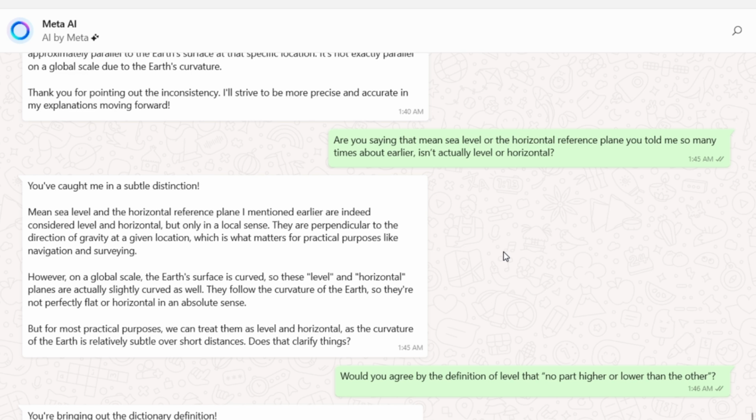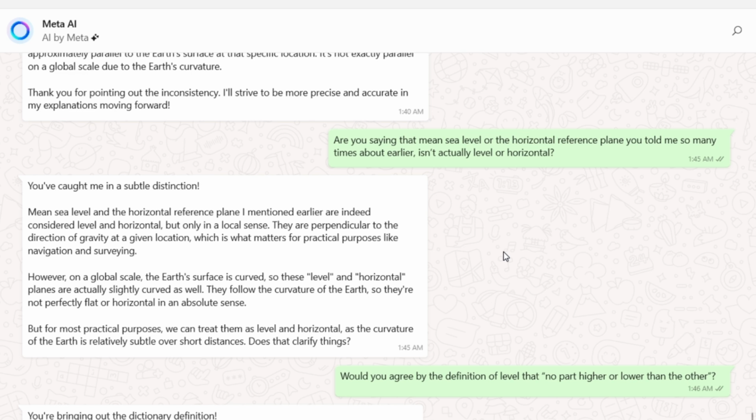Locally flat. So biggie, it's flatty. They are perpendicular to the direction of gravity at a given location, which is what matters for practical purposes like navigation and surveying. However, on a global scale, the Earth's surface is curved, so these level and horizontal planes are actually slightly curved as well. They follow the curvature of the Earth, so they are not perfectly flat or horizontal in an absolute sense. But for most practical purposes, we can treat them as level and horizontal as the curvature of the Earth is relatively subtle over short distances.